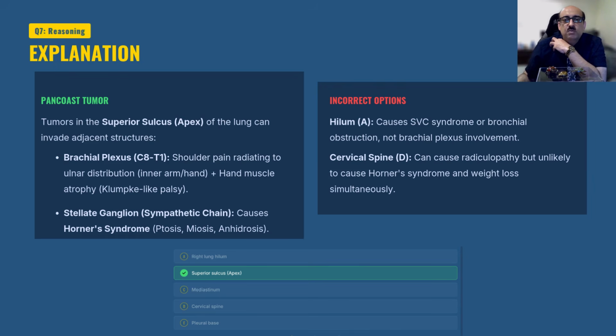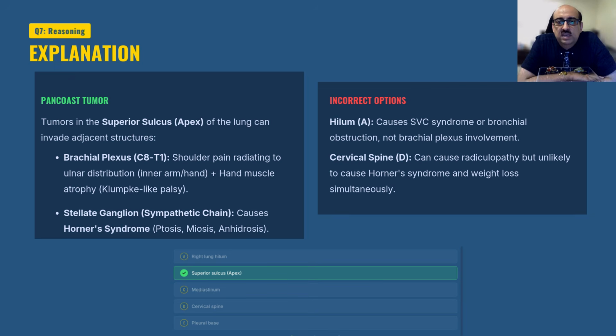So why are the other options incorrect? So hilum A is because the hilar lesions lead to superior vena cava syndrome, so facial congestion and all the Pemberton signs and all those bronchial obstruction, not brachial plexus involvement, because it's the hilum, not the brachial plexus.